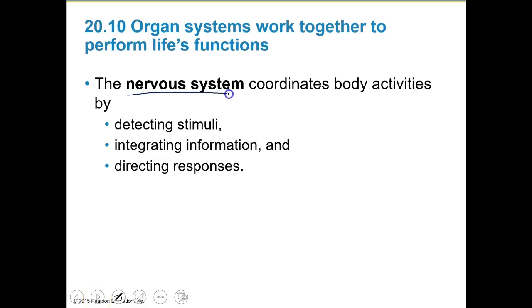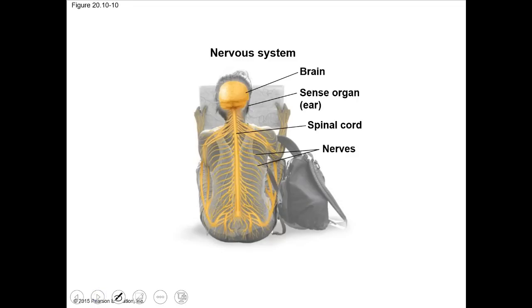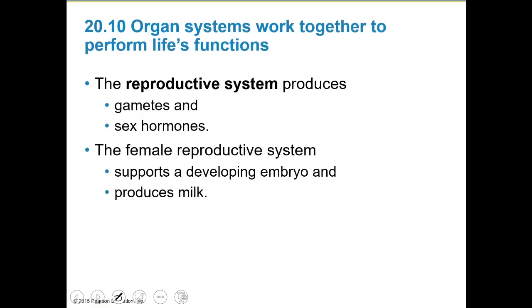Okay, the nervous system coordinates body activities, detecting stimuli, integrating information, directing responses. What does that nervous system look like in your animal? Some animals have brains, some don't. But what does their nervous system network look like to be able to respond to their environment? Because that's what it's all about, responding to the environment. Okay, it's the nervous system in us, and those are the potential organs you could have involved.